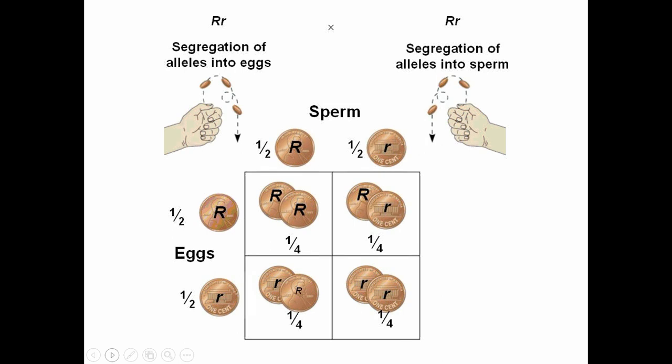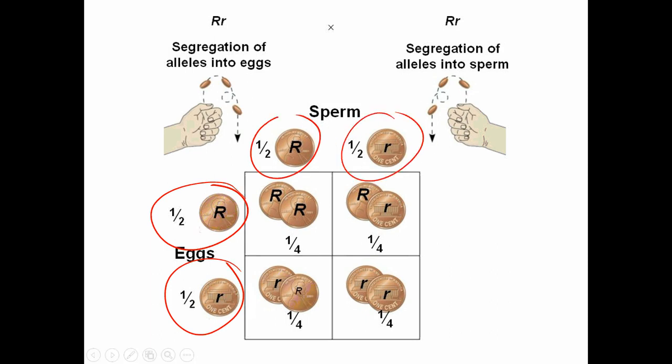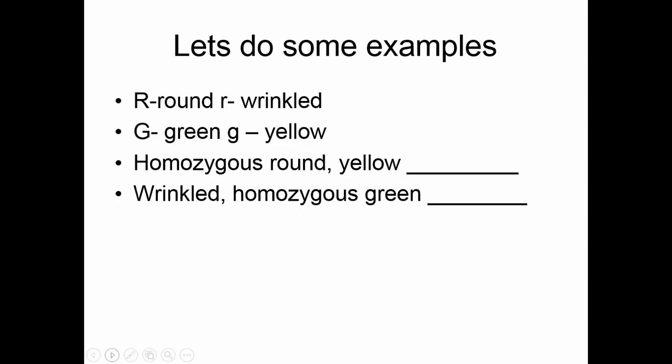And this is just showing the segregation of alleles into eggs and then sperm. So basically, when you're doing a Punnett square, you're showing the probability of getting this from an egg, and this from an egg, this from a sperm, and this from a sperm. And then you're combining those probabilities into the Punnett square to get the outcome of the offspring. So let's do a few examples.